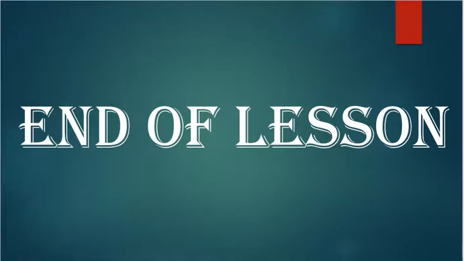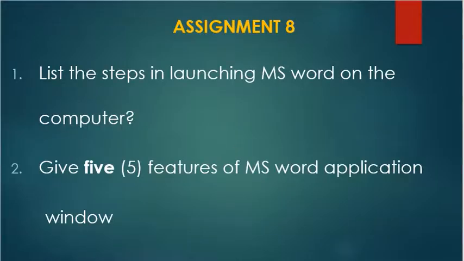For your assignment, one, you have to list the steps in launching MS Word on the computer. Two, you give five features or elements in the MS Word application.